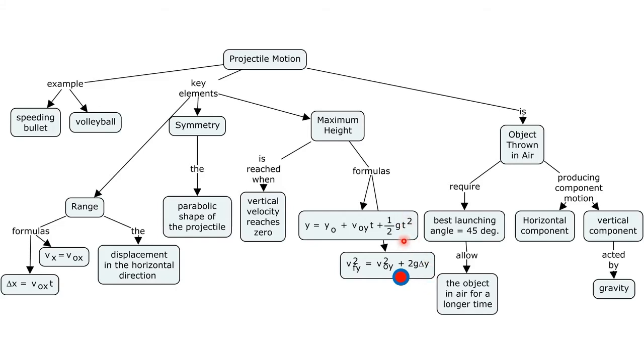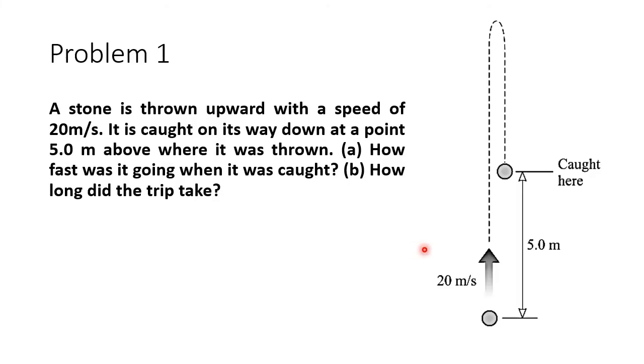So we will apply these formulas in the next slide. Here we have a problem. This is a stone that is thrown upward. This is the trajectory of the path of the motion of the stone with an initial speed of 20 meters per second, and it is caught at a height of 5 meters from the same level where the stone is thrown. So the question is, how fast was it going when it was caught?